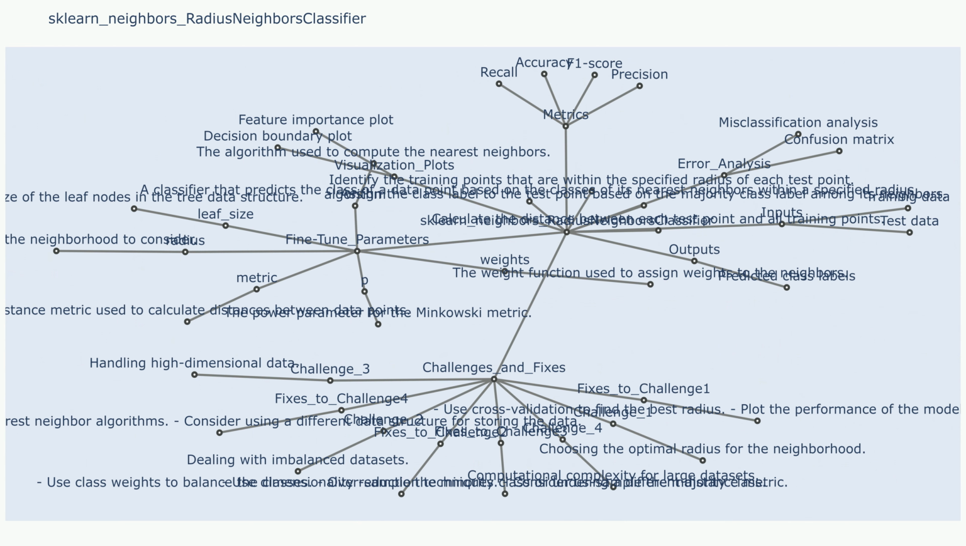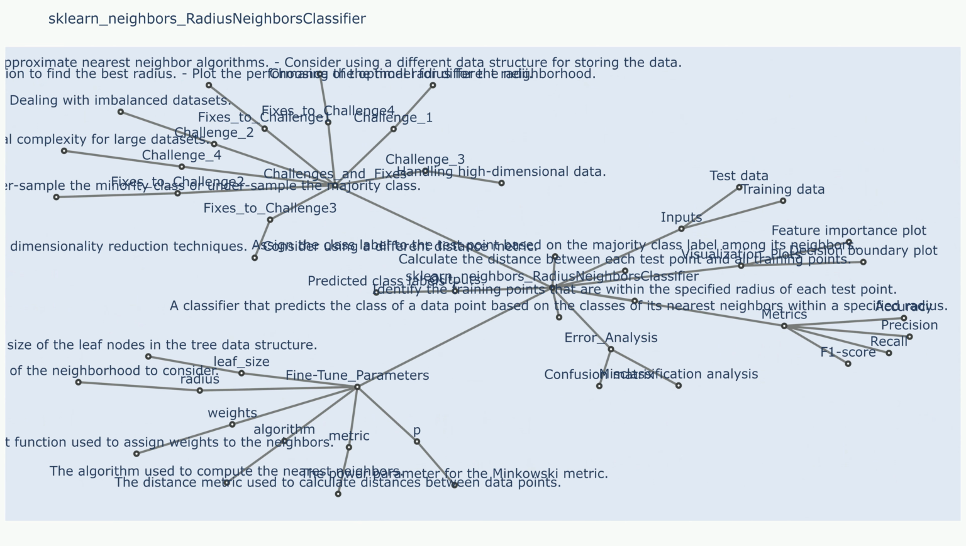Fixes to challenge 2. Oversample the minority class or undersample the majority class to balance the dataset. Use a weighted loss function to penalize misclassifications of the minority class more heavily.